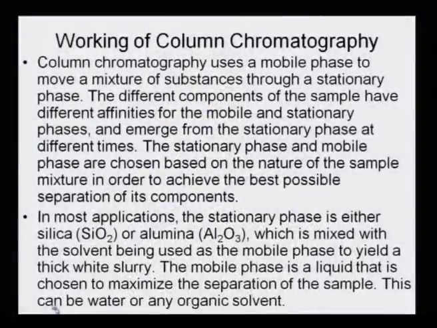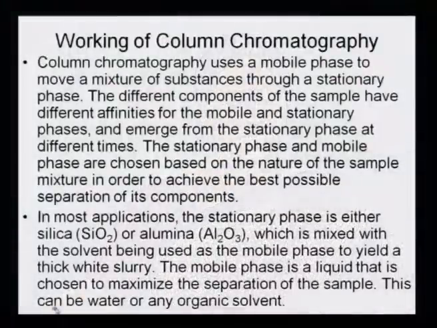If we have to use a polar compound, we cannot use Kieselguhr. We will have to use Kieselguhr only for sugar and fatty acids. In most applications, the stationary phase is either silica or alumina. So, the more popular chromatographic adsorbents are silica and alumina. Only under very specific cases we have modified cellulose and we have Kieselguhr and other types of material, which is mixed with the solvent being used as the mobile phase to yield a thick white slurry.